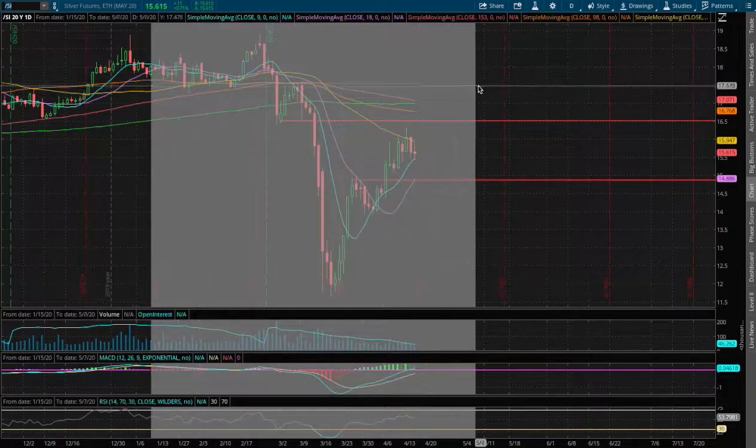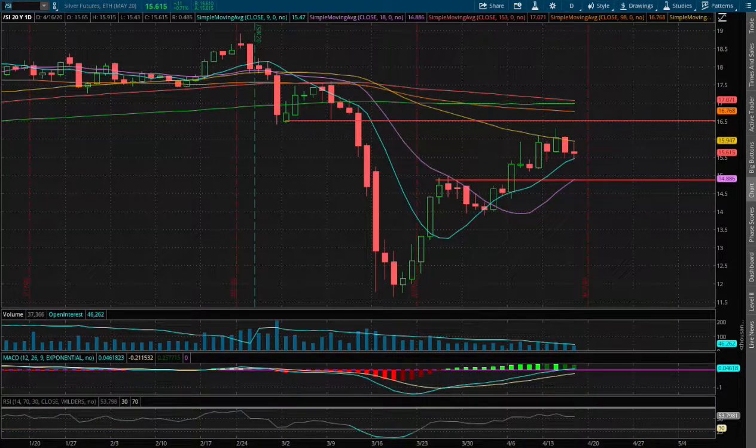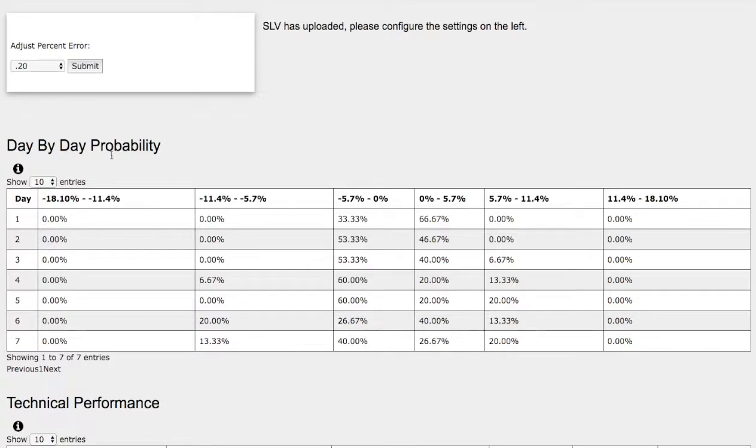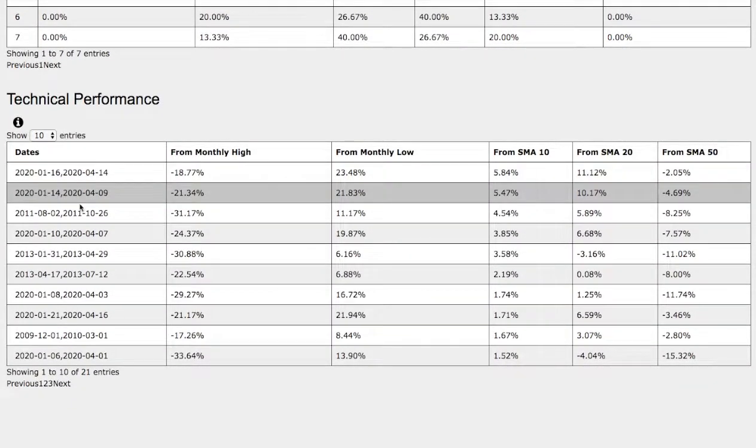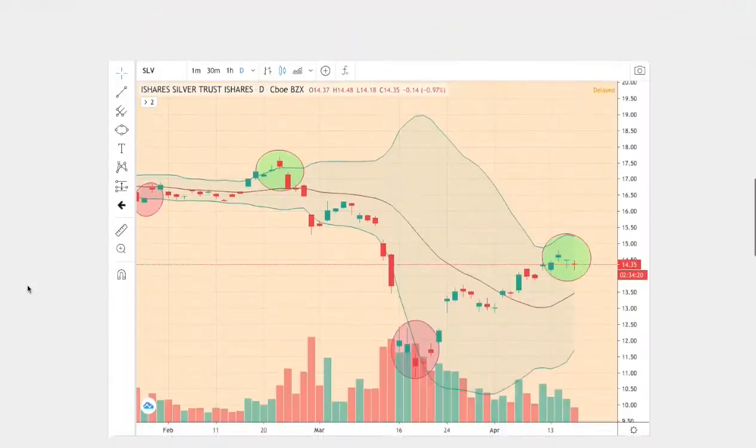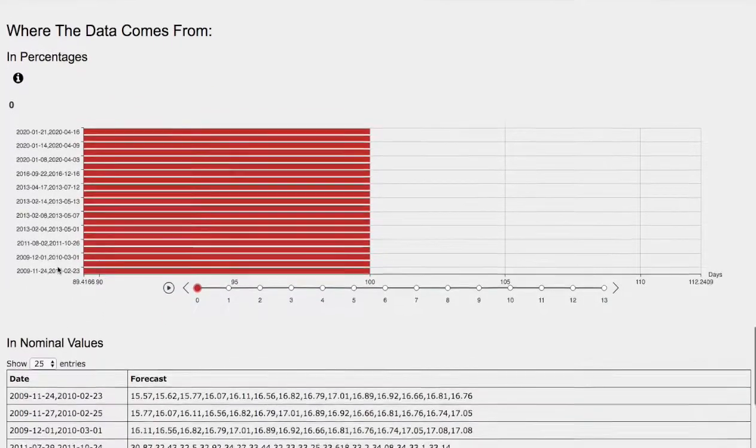Viewers, in this video we'll be going over silver and gold futures. We'll be going over the day-by-day probability model, the technical performance of each model, how we find the models, and the day-by-day forecast for gold and silver.